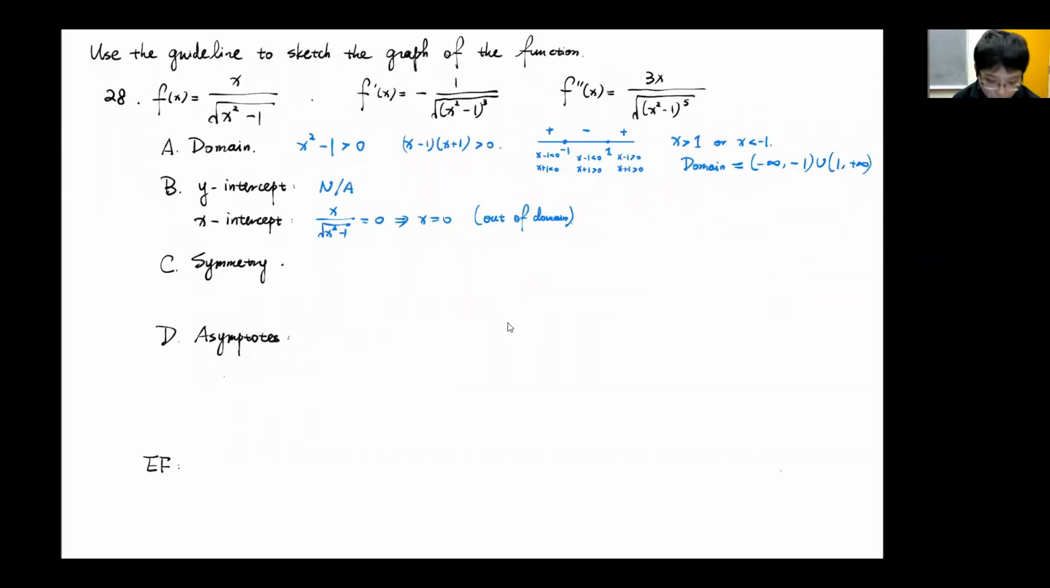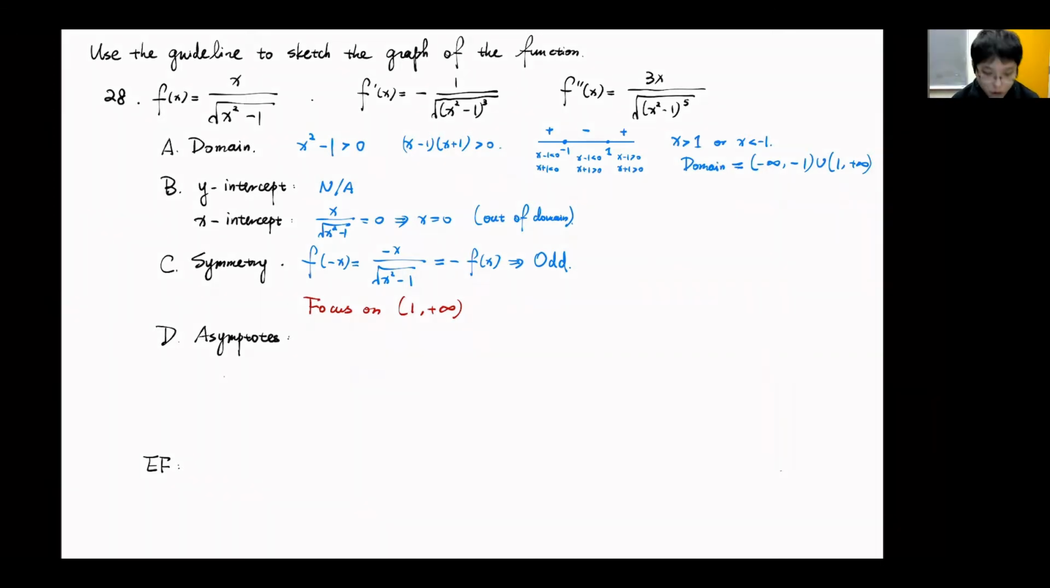Now let's discuss symmetry. If you substitute x by minus x in the expression of f of x, what you will get is minus x divided by root of x squared minus 1. And this is precisely the negative of f of x. So this tells me that I have got an odd function. This means all I need to do is to focus on half of the domain with positive values. So for the rest of the steps, I only need to focus on the interval positive 1 to positive infinity. So this is how the symmetry helps in simplifying the discussion.